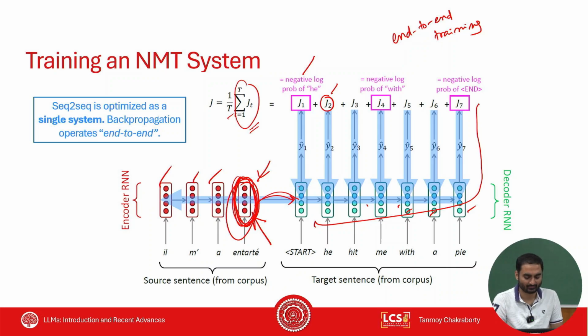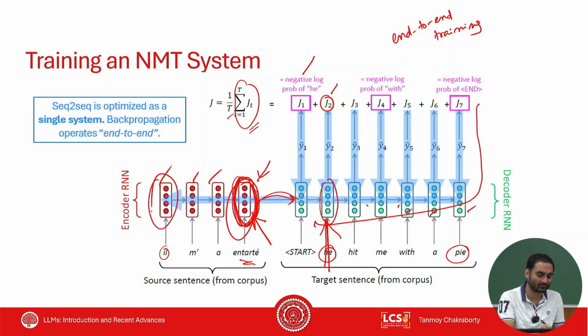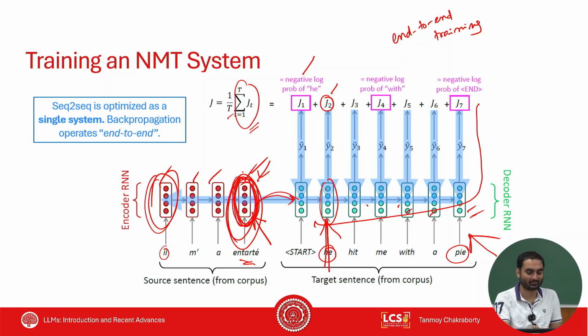But think about it very carefully. The word "he" corresponds to the word "il". The word "pi" corresponds to the word "this", right? But at this stage, this hidden state has no access to the first hidden state of the encoder. So due to the vanishing gradient problem, and other problems like over-smoothing, this hidden state will essentially forget about the first hidden state, right? And when you come here, this one will completely forget about it.